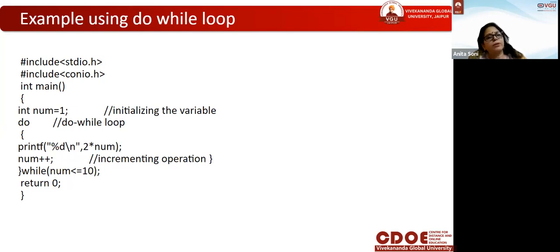Then again it prints 2 into 2, 4. Then 2 plus 1, 3, 3 less than 10. So in this way 2 1s, 2 2s, 2 3s up to 2 10s, this loop will be executed. When num becomes 11, you will come out of the do while loop. The do while loop will be terminated.